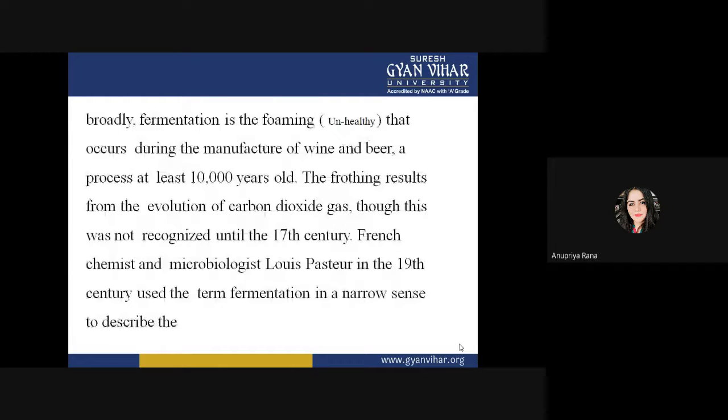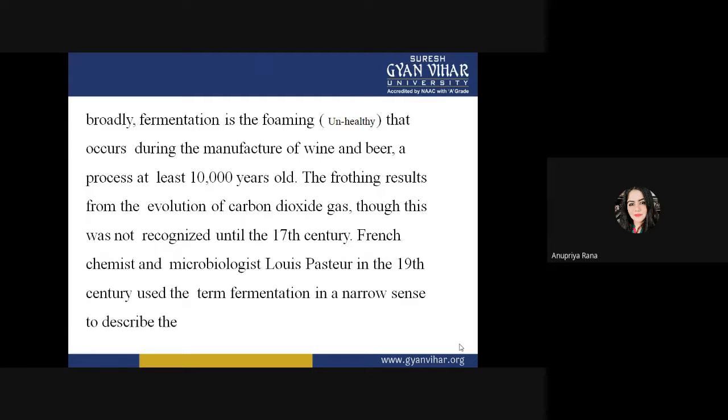More broadly, fermentation is a foaming process, and you can call it unhealthy, because if we are not using the very vital thing, oxygen, in a process, it can be named an unhealthy process. It occurs during the manufacture of wine and beer, a process at least 10,000 years old. Another perspective on why we call it unhealthy is that it is used for manufacturing wine and beers, which are not healthy for our body. They can cause problems like liver failure and kidney problems, and the body has to face a lot if a person has a habit of drinking. That's why wine and beer can cause separate diseases inside the body, and why they are called unhealthy products.